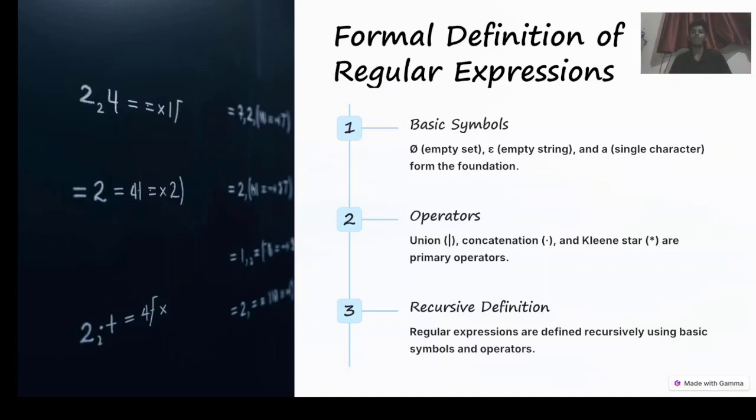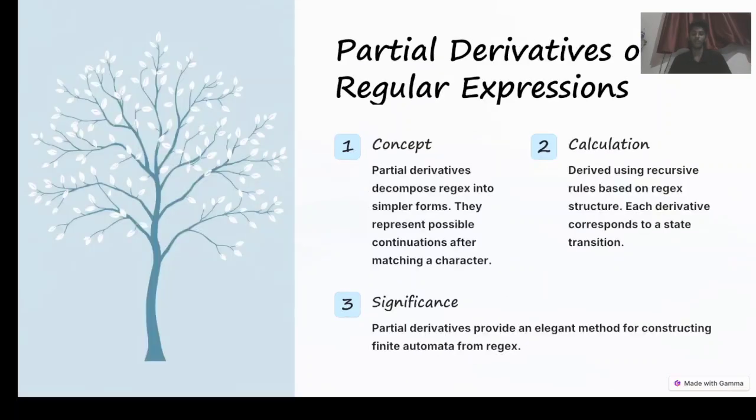Next, the formal definition of regular expressions. What are formal regular expressions? Firstly, the basic symbols: theta, the empty set, epsilon, the empty string, and a single character from the alphabet form the foundation. In the operators, union, concatenation, and Kleene star are the primary operators that we use in the formal definition of regular expressions. What are the recursive definitions? Regular expressions are defined recursively using basic symbols and the operators.